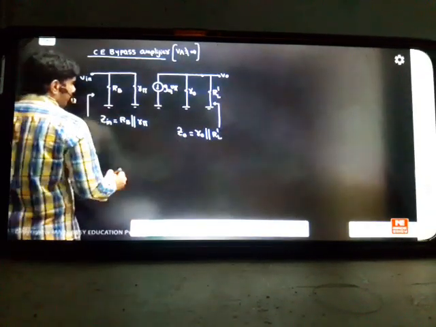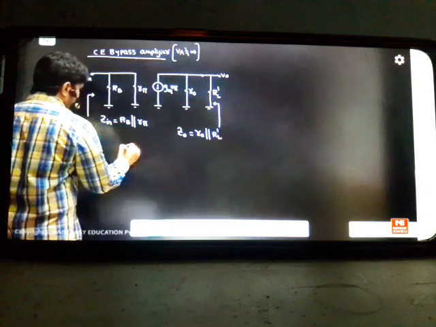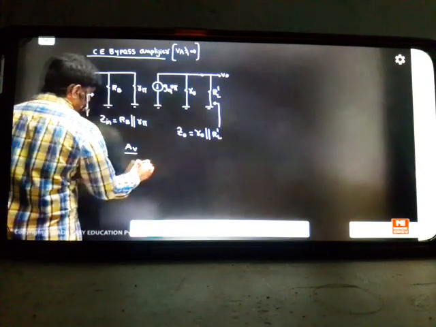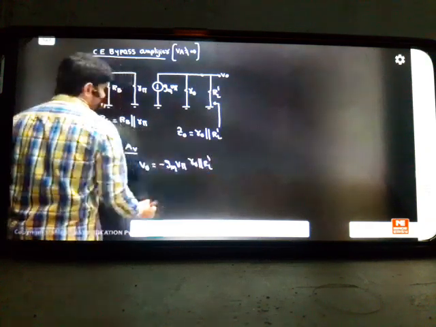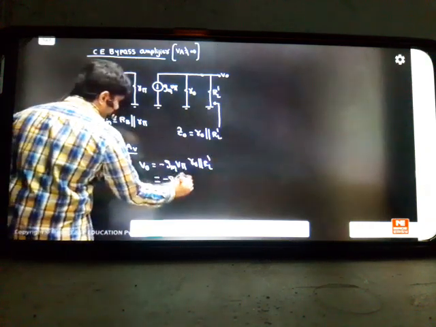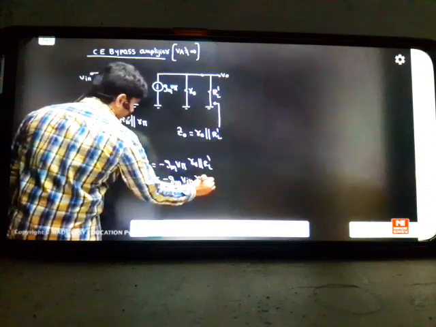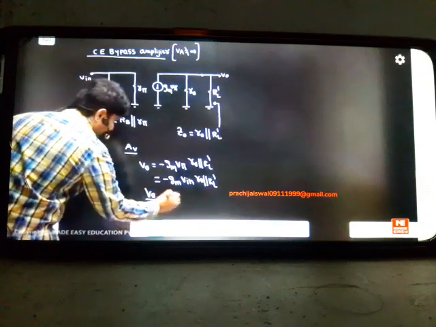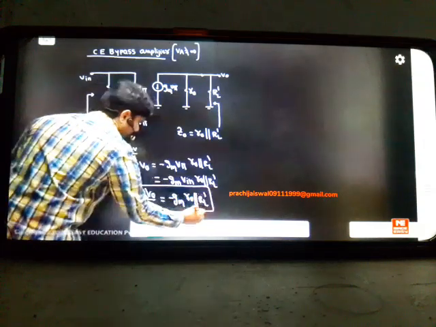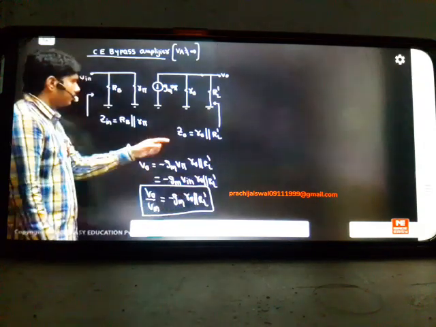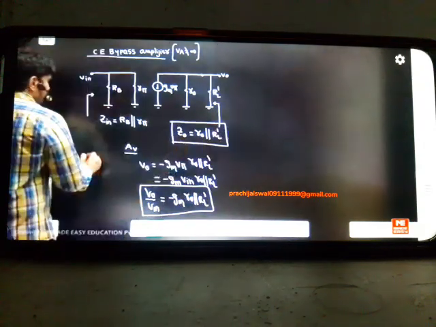And what about the gain? The voltage gain: write the V0 formula first. Take the total as a parallel combination, so V0 is minus gm into Vπ into r0 parallel to RL dash. So it becomes minus gm into VIN into r0 parallel to RL dash, and the gain becomes minus gm into r0 parallel to RL dash. So whenever you have some Early voltage, the problems are slightly different. This will change and this will change. These two formulas will change.